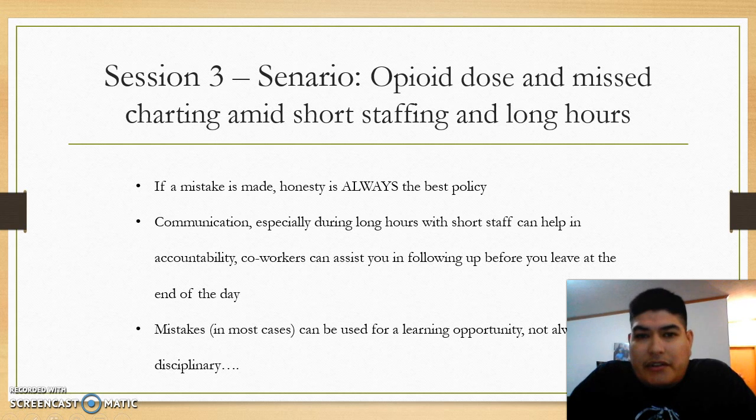Thirdly, we had the scenario regarding the opioid dose, where the nurse forgot to chart it, so another nurse gave a second opioid dose, and this was due to short staffing and long hours. That other nurse was ready to get out of there. In that situation, I actually spoke with a colleague of mine who works in our emergency room, and I have never been in this situation myself, but she said if a mistake is made, honesty is always the best policy. You can always chart late, and that's better late than never. Really, it takes that saying and makes it real.